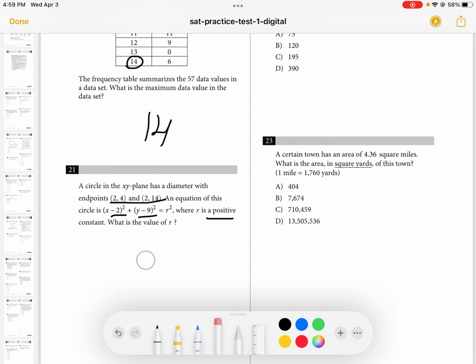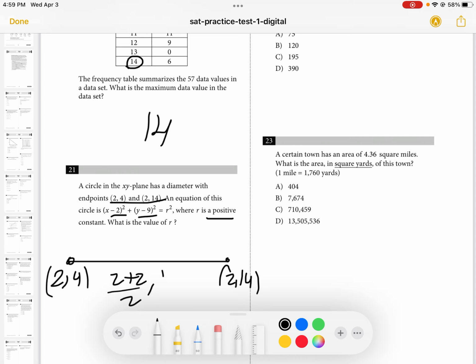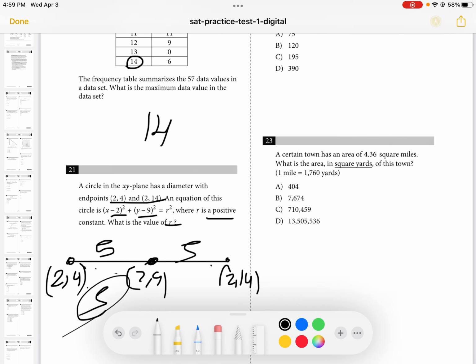So let me actually draw a line. We go from here to here. So that's (2, 4) and that's (2, 14). Now their midpoint is (2 plus 2) divided by 2, (14 plus 4) divided by 2. That's the formula for the midpoint. That's (2, 9). So their midpoint right here is (2, 9). So the radius in each direction is 5. R is our radius, so R is 5.